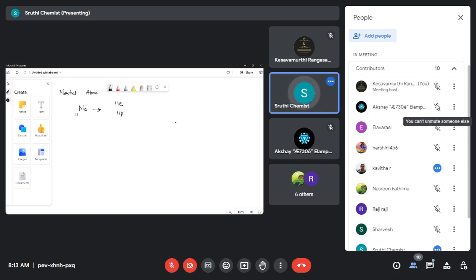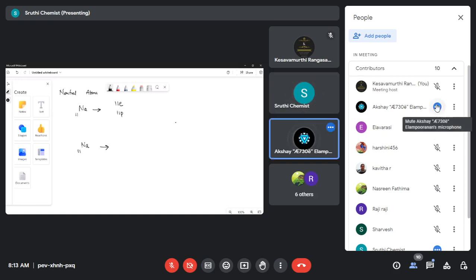Now this atom is donating one electron, so that Na still has atomic number 11. There is no change. But it is donating one electron, means how many electrons do we have now? 10, ma'am. Very good. 10 electrons. How many protons do we have now? 11, ma'am. Very good. 11 proton. And tell me what is the charge of the Na? What is the charge?